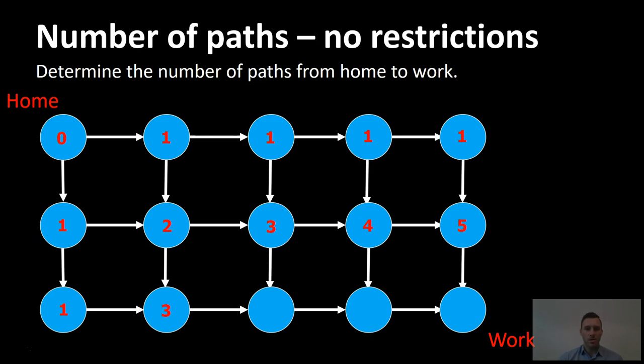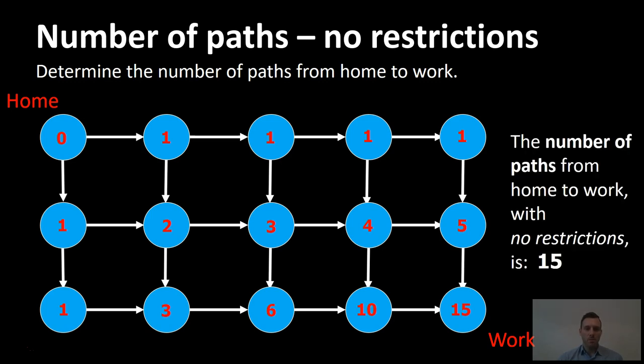And we continue this process until we've written the number of paths up to each node in each node. So we get 6, and then we get 10, and then we get 15. When we reach the final node, we know how many paths there are in total up to that node. In this case, there's 15 possible paths from home to work with no restrictions.